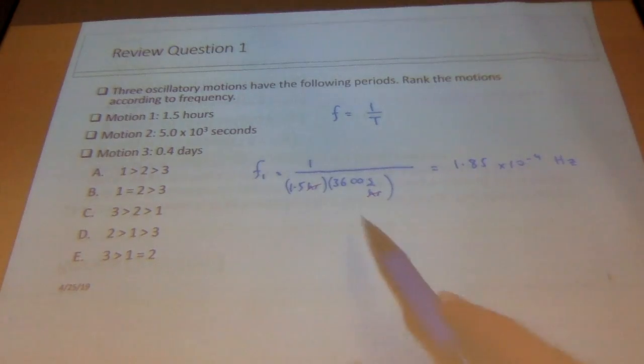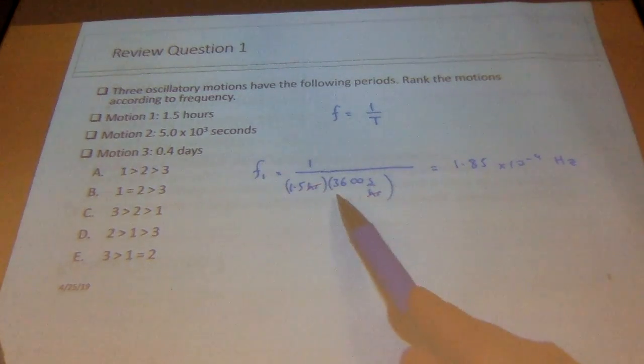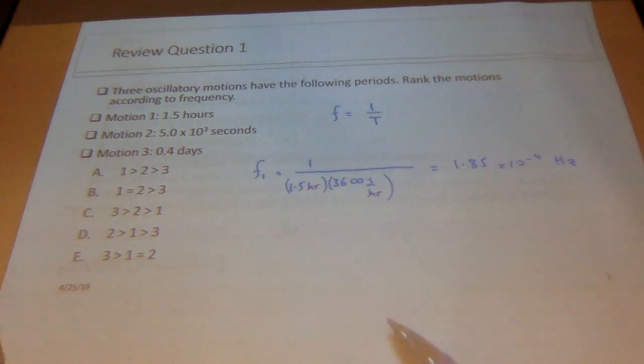So a very large period should of course give you a very small frequency. Something that's repeating itself every 1.5 hours is not that frequent. Well, I guess it depends on what it's relative to, but it's a small number here for frequency.